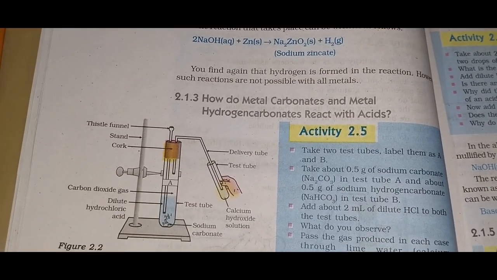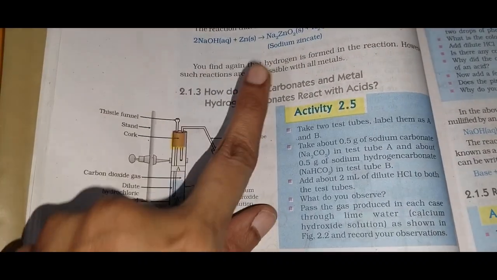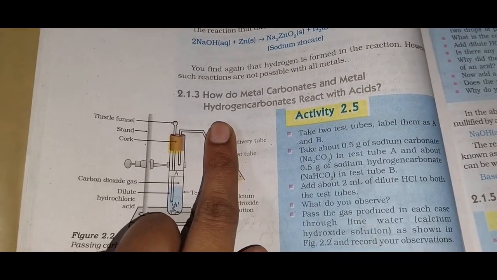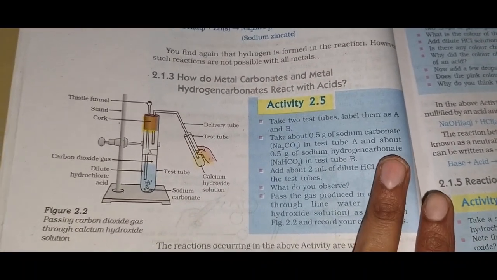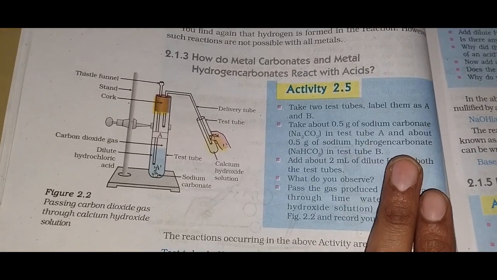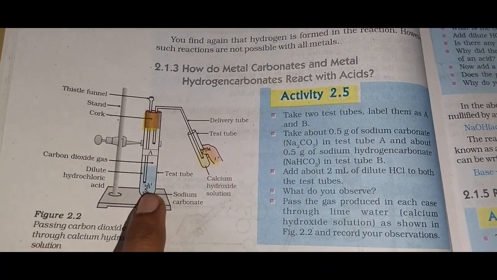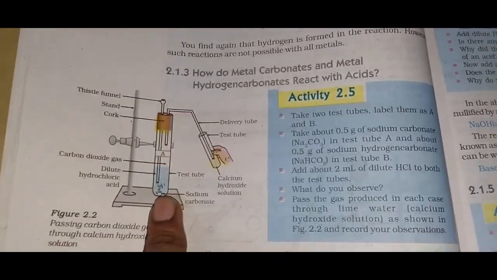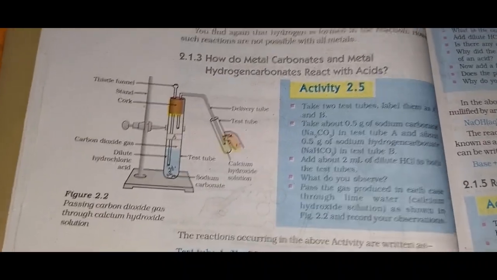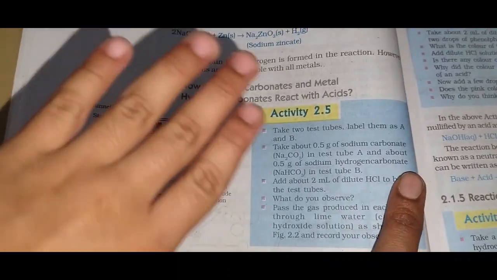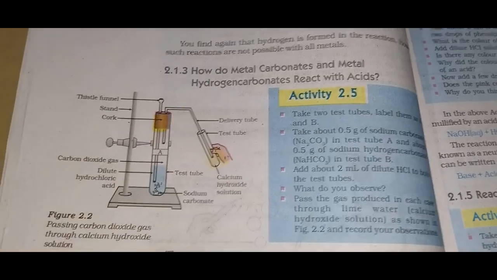How do metal carbonates and metal hydrogen carbonates react with acids? The reaction of metal carbonates and metal hydrogen carbonates, we can say metal bicarbonates, with acids. We have to take 2 test tubes and label them as A and B. Take 0.5 grams of sodium carbonate in test tube A and 0.5 gram of sodium bicarbonate, that is sodium hydrogen carbonate, in test tube B. Then add about 2 ml of hydrochloric acid to it.